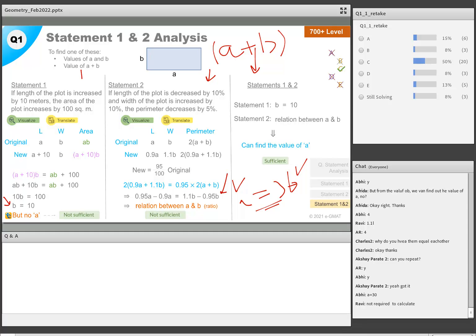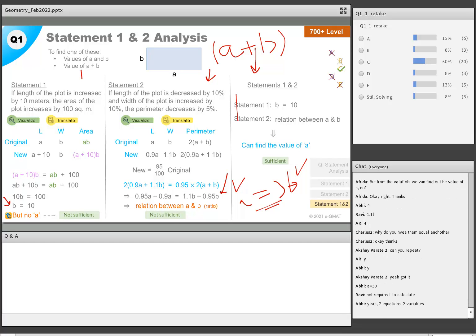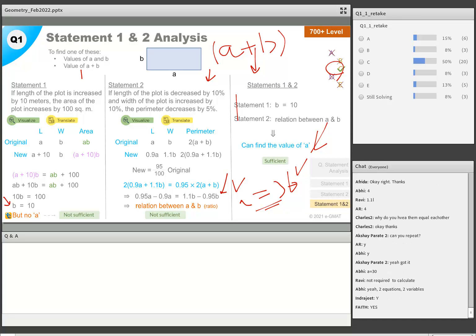Correct? Or in other words, statements 1 and 2 together can give you the solution. They are sufficient. Two equations, two variables, exactly. That's the point, which makes option C the correct answer. So is this clear to everyone at this point? Perfect. So now let's move on. Let's go to the next question.